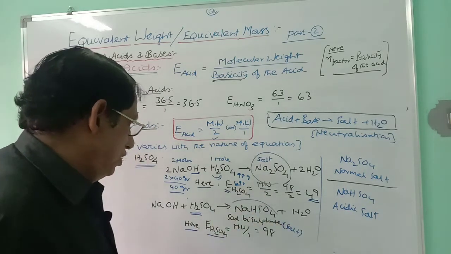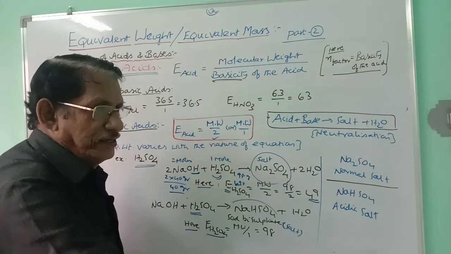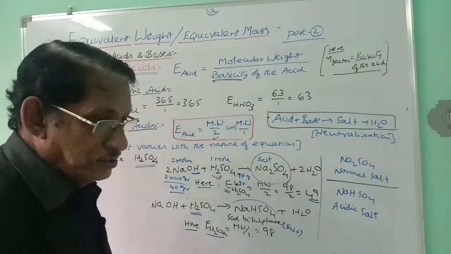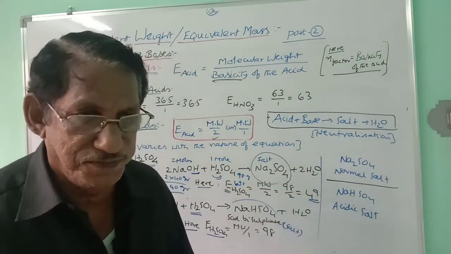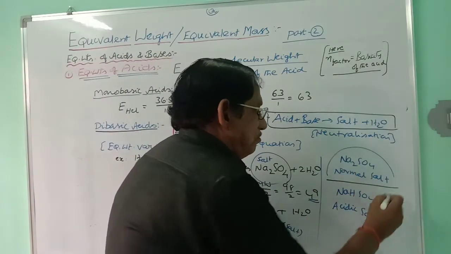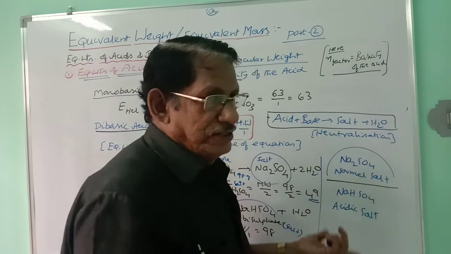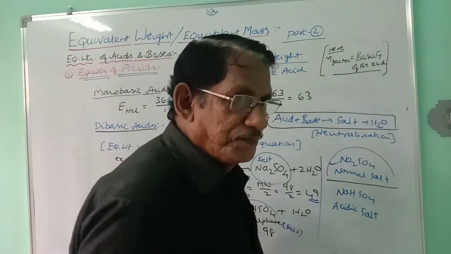One peculiar situation once again arises here. Which of the following is an acidic salt? Which of the following is a basic salt? Which of the following is a neutral salt or normal salt? Like this you may be asked. Here in this case sodium sulfate is obtained by complete neutralization. There is no more hydrogen to replace. So this is called a normal salt.